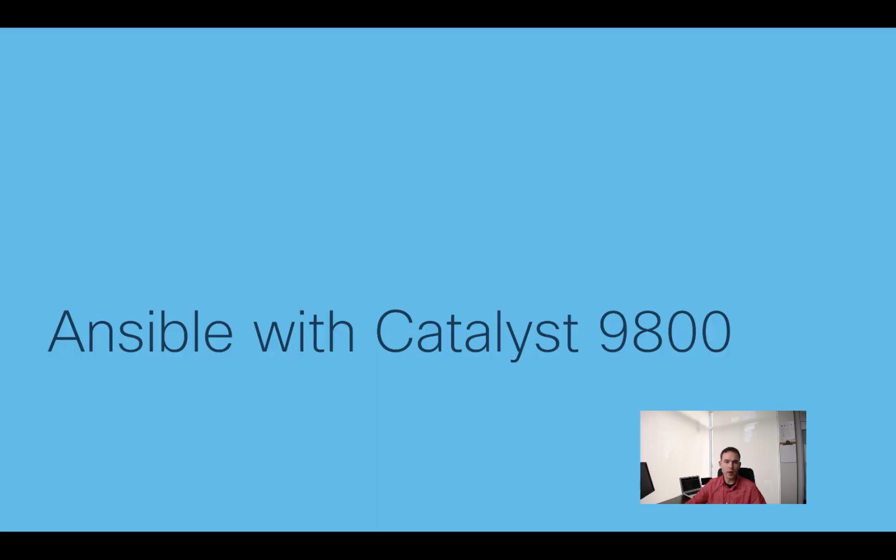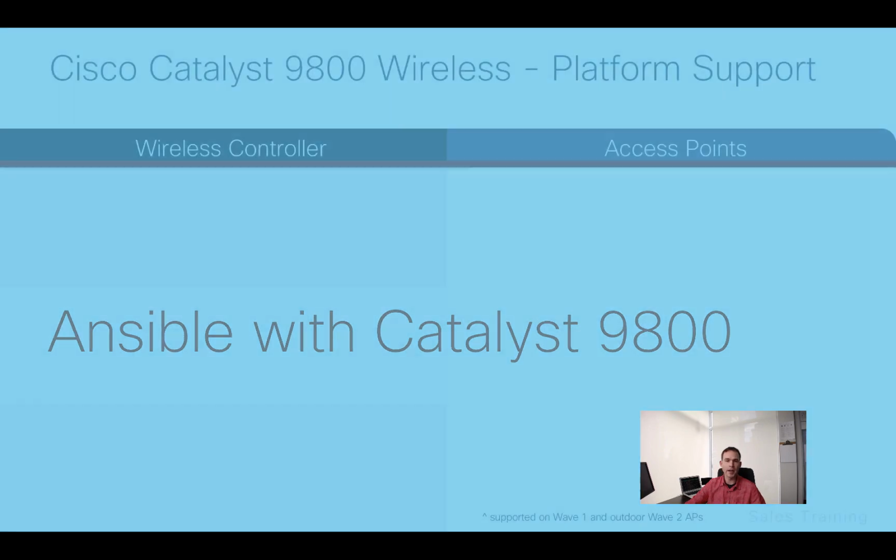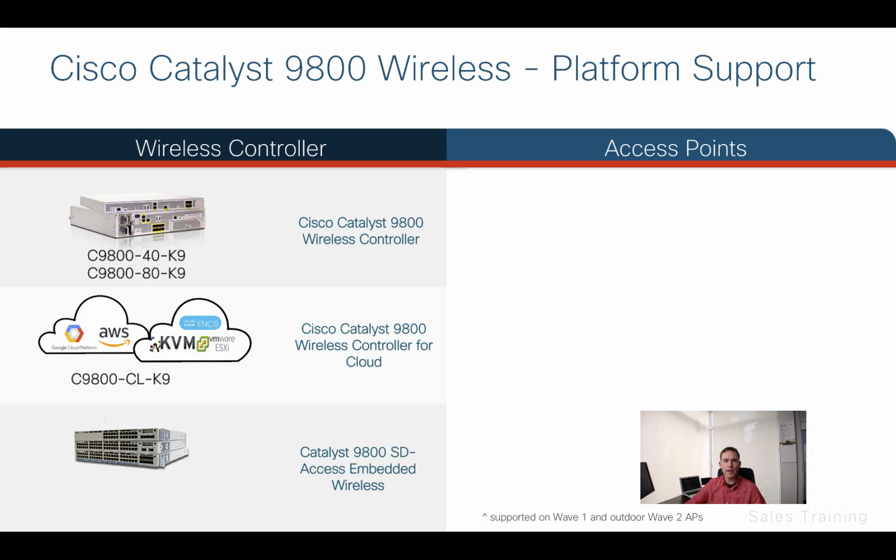Okay, so we talked about what Ansible is, and now actually let's get into how we use it with the Catalyst 9800. So the 9800 is a relatively new platform, and it comes in a variety of flavors. At the very top, we have the 9800, the 9840, and the 9880, so these are the appliances. We also have the 9800 CL, or the cloud version. So in the demos today, I'm running the 9800 CL in an on-prem VMware ESXi environment.